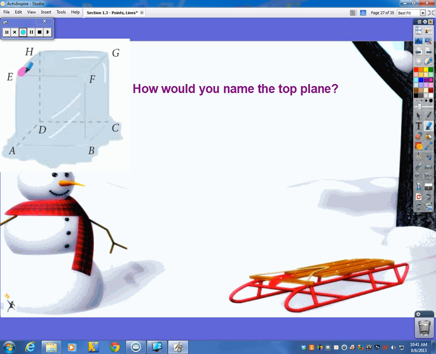So if we were wanting to talk about the top plane, how many points do we have in this plane? Well, we've got 4 known points in the plane, and those are the 4 corners, if you will: E, F, G, and H. Now, how many points do we need to name the plane? Well, we really only need 3. It's 3 or more, but here's an example of where you may just want to go ahead and use all 4. Doesn't matter which order you name these in.